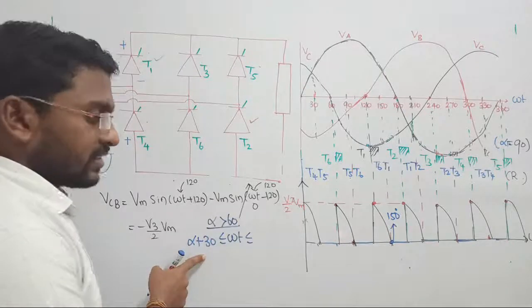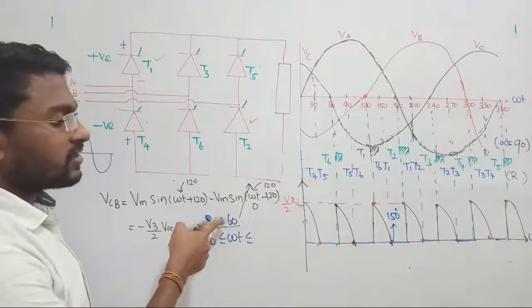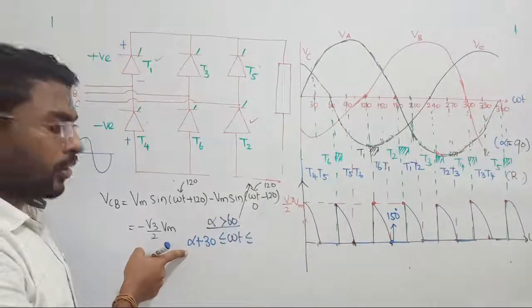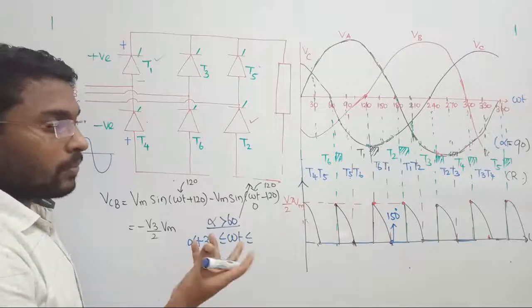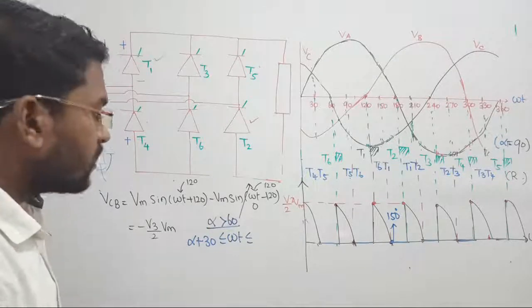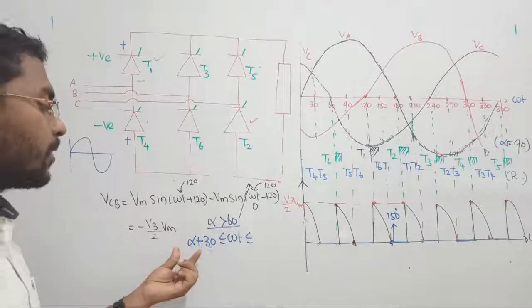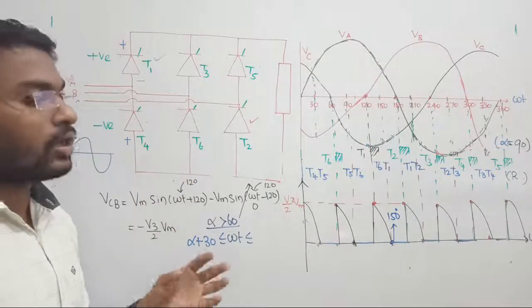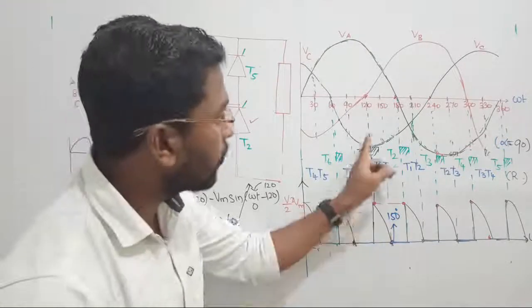Starting at alpha plus 30, we are keeping alpha equal to 60. Above 60, I have taken alpha as 90 degree, so we are starting at 120 degree. That will be divided by the alpha plus 30 point. But what is the maximum point? Listen, the starting point of the thyristor depends on the value of alpha, whether it is 0, 10, 30 or 40 degree. Whatever value you give to alpha, the starting point depends on that.